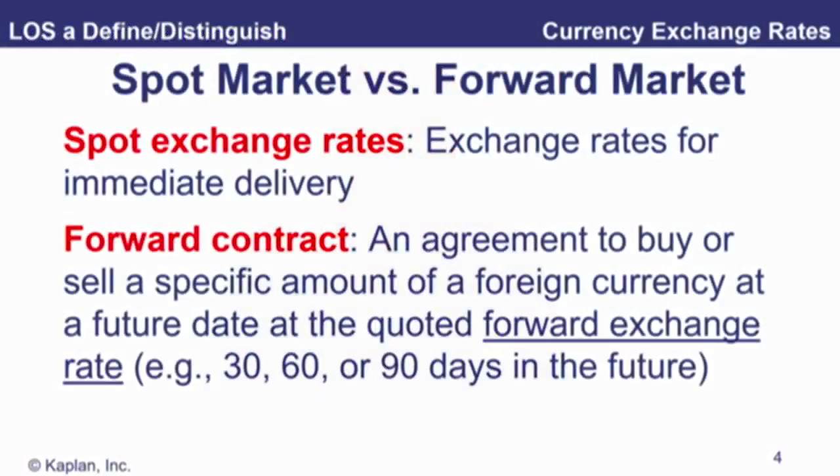Next up, spots and forwards. We're going to talk about what a spot and a forward is, and then we'll move into doing cross rates and the like and talk a little bit more about forwards in another segment. But what's a spot rate? It's an exchange rate for immediate delivery. Forward, an agreement to buy or sell a specific amount of a currency at a future date at a quoted rate. So just be certain in your mind here about the timings and what's going on.